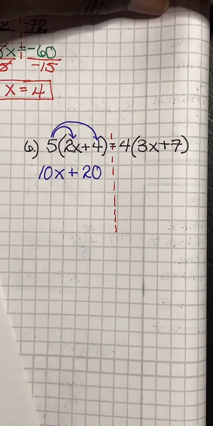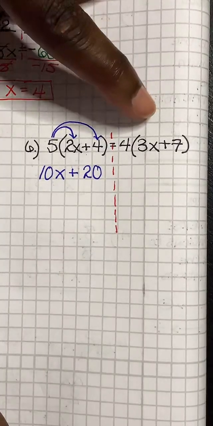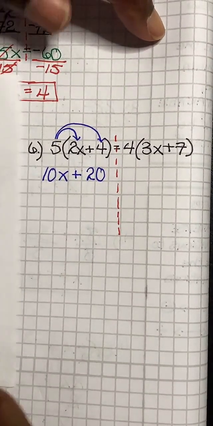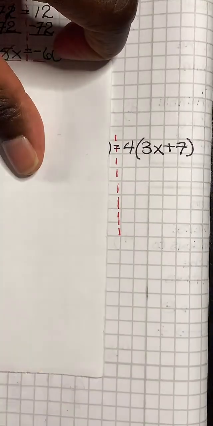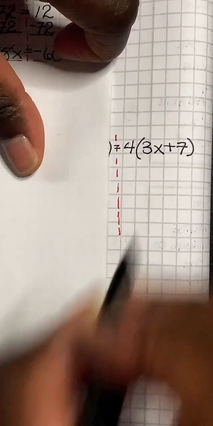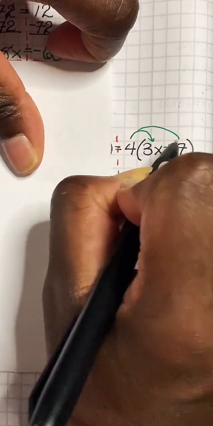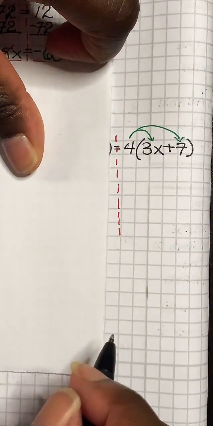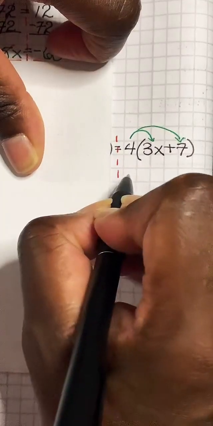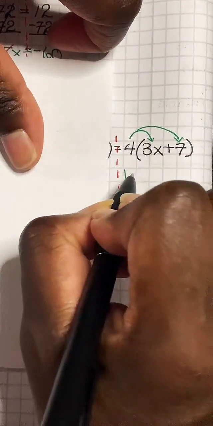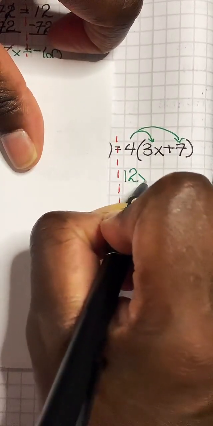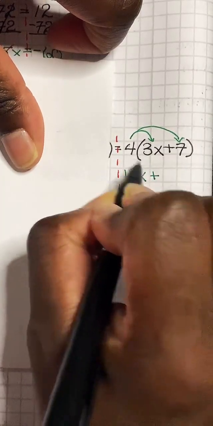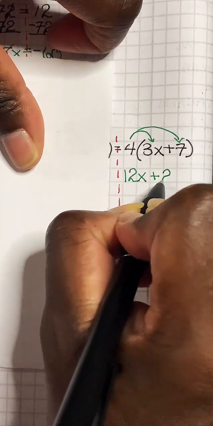Now, we're going to cover up that side so we can focus on the right-hand side. So here, we're going to take our 4 and distribute to everything inside the parenthesis. So 4 times 3, that gives us 12. Making sure I put it on the right line. And plus 4 times 7 gives us 28.